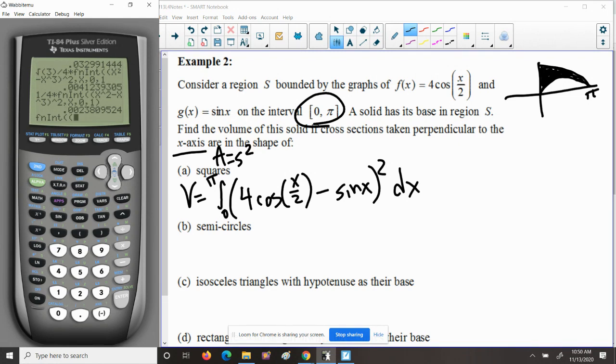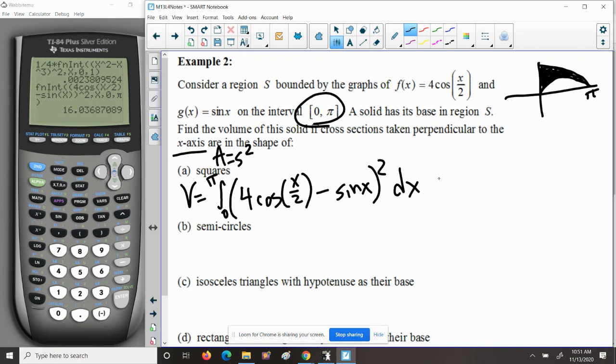So let's see what we got. 4 cosine of x over 2 minus sine of x, all squared, comma x, comma 0, comma pi. And that gives us 16.037 for our volume. Notice we're getting some bigger numbers now, so that's nice. We're not dealing with those tiny, tiny decimals. Let's try the next one, semicircles.